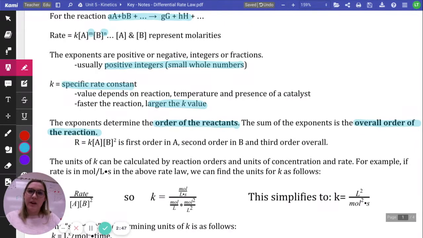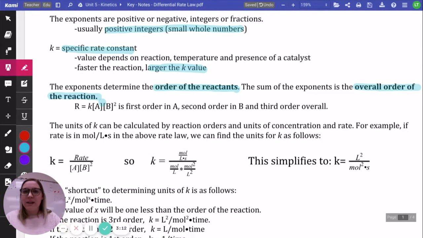For example, if I have rate equals k times the concentration of A, where we don't have anything written so we can assume it's 1, times the concentration of B squared, A would be first order because its exponent is 1, and B would be second order. 1 plus 2 is our overall order, so overall we'd have a third order reaction.